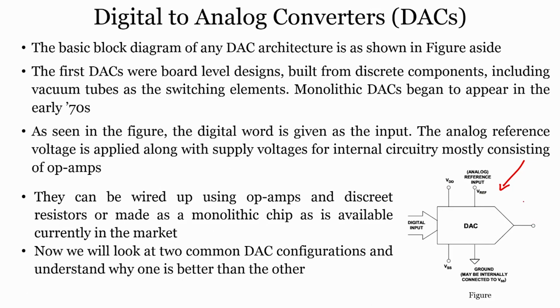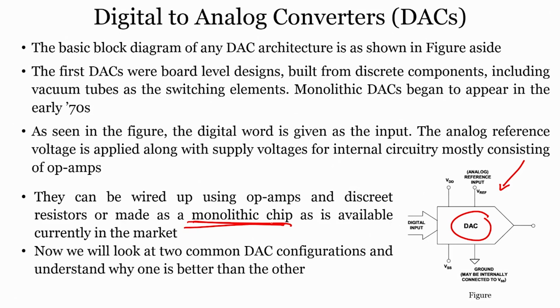The first DACs were board level designs built from discrete components, including vacuum tubes as switching elements. Monolithic DACs began to appear in the early 1970s. As in the figure, the digital word is given as the input, and an analog reference voltage is applied along with the supply voltage for internal circuitry, mostly consisting of operational amplifiers. They can be wired up using op amps and discrete resistors, or made up as a monolithic chip as is available currently in the market. So we can either make it using op amps and discrete components, or we can also make a monolithic IC.